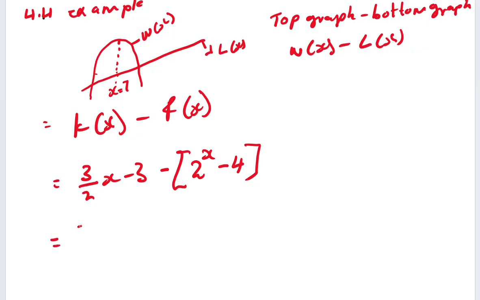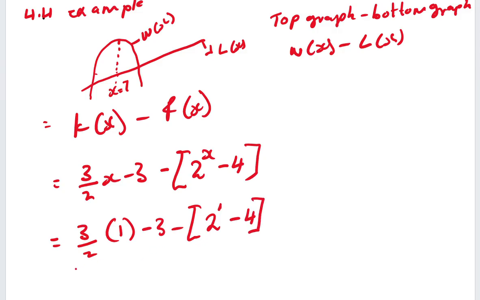So where there is x, we're going to put what? 1, because they say at x equals 1. Where there is x, we're going to put 2 to the power 1 minus 4. When we punch our calculator, what do you get? 1 all over 2, or 0.5 units. This is the distance.